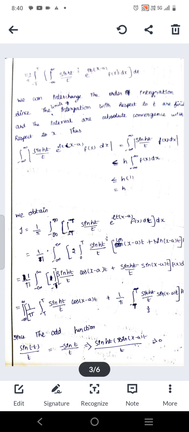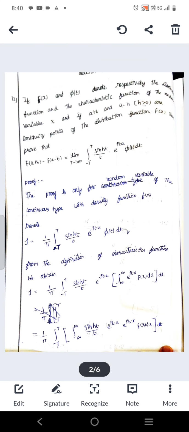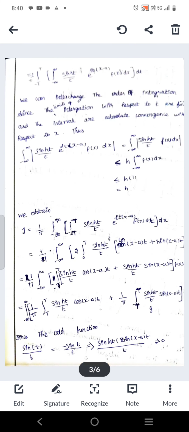Next, continuing to this step, J is equal to this term: integral from minus infinity to plus infinity, integral from minus T to T, of sin(ht) by t, e power it into x minus a, f of x dx. We have interchanged the order, so dt is outside dx. The order of t and infinity will be changed.